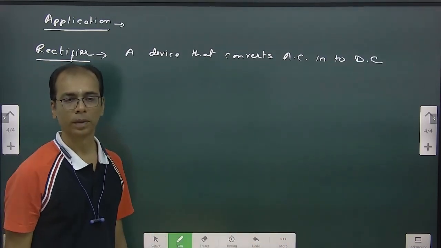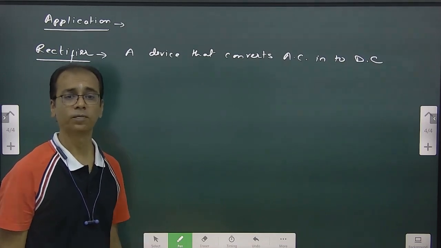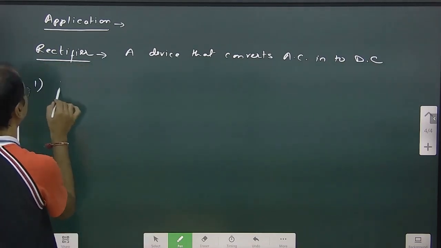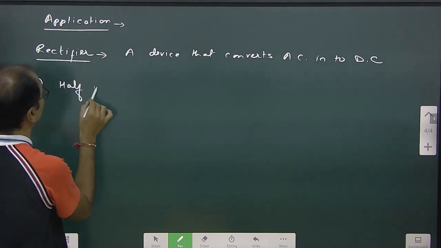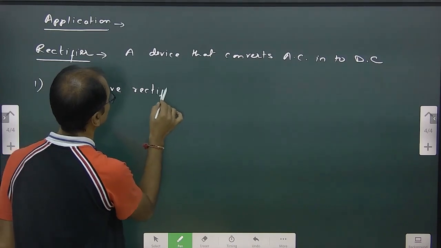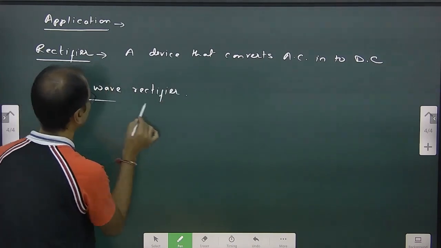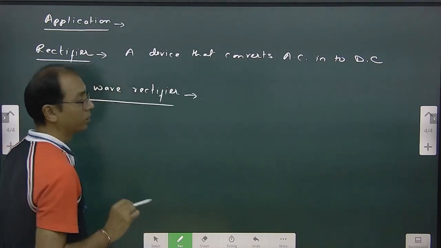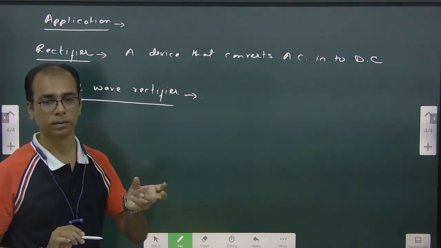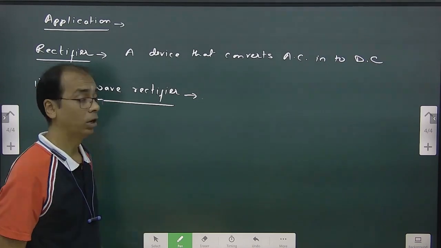Okay, now two types of rectifiers are there: half wave rectifier and full wave rectifier. Well, first let's see half wave rectifier. What is it? First thing is we have to convert AC into DC. That means input is AC, and output should be DC.